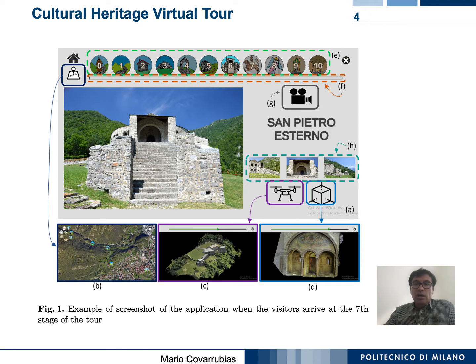Also in this figure, you can see the screenshot of the application at the 7th stage. The icons of the 11 scenes of the tour are listed at the top. The icons have been inspired by a symbol that best represents each stage of the real tour. Then the current location to visit is highlighted using brighter colors. In this example, the visitor is virtually located at the stage San Pietro Esterno. And at every moment, the user can visualize a map that shows the position of every scene of the virtual tour by clicking on the icon on the left.